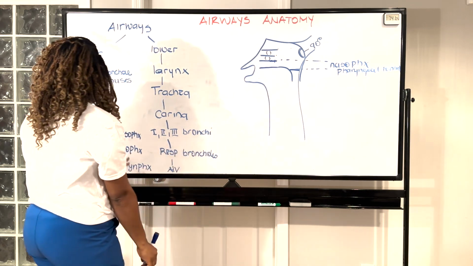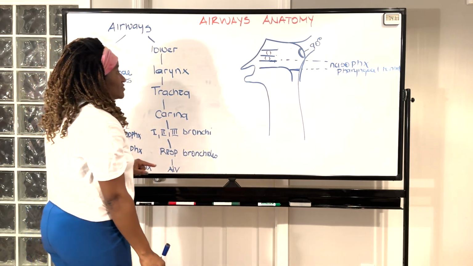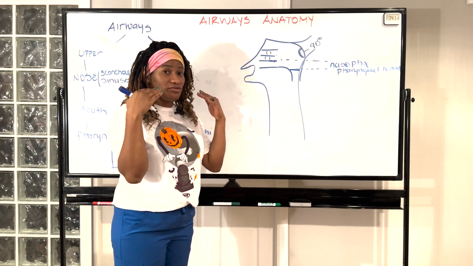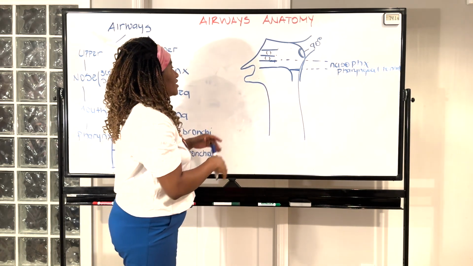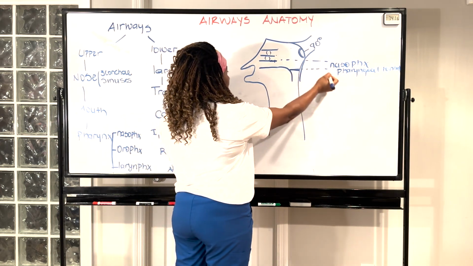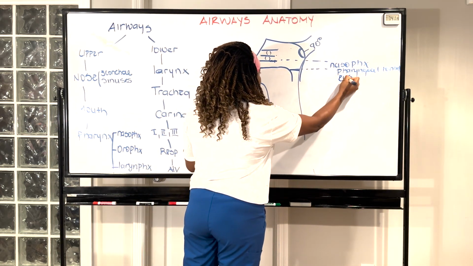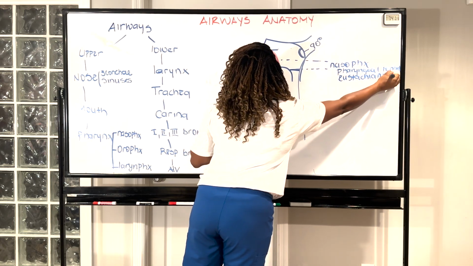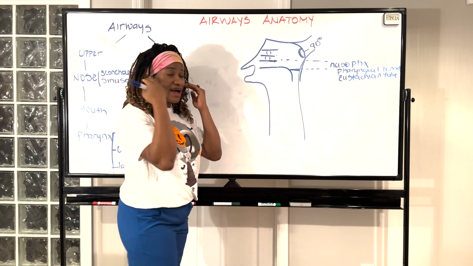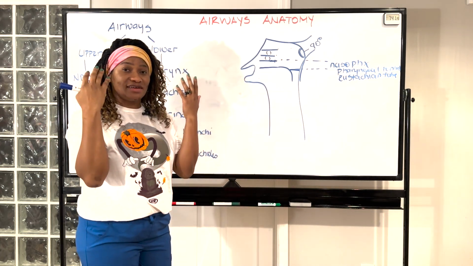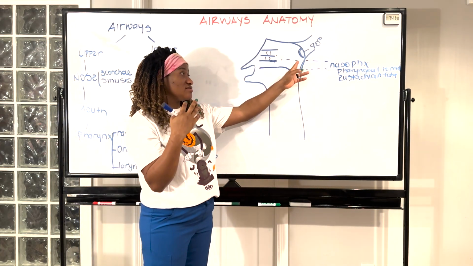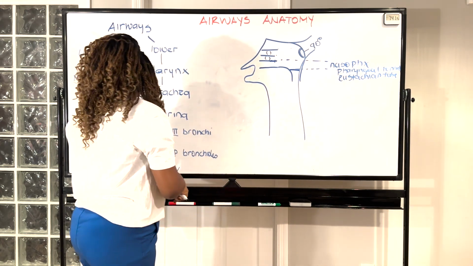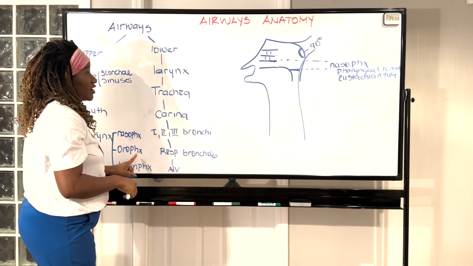Now, one more thing about the nasopharynx. The nasopharynx communicates with our middle ears. So at one part of the nasopharynx, you're gonna have this eustachian tube coming from the middle ear, and that's how you can get an otitis media if you have an infection going up into your nasopharynx. So very important. Now let's move on to the oropharynx.